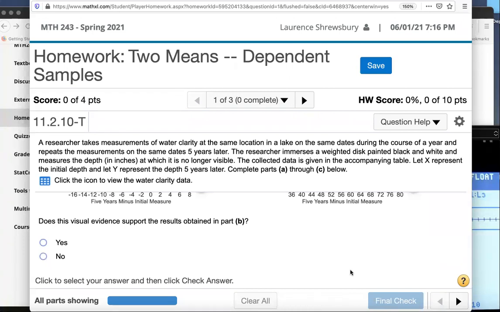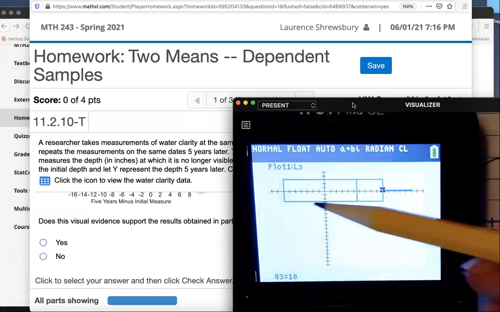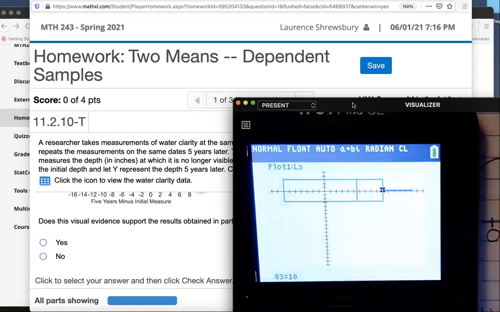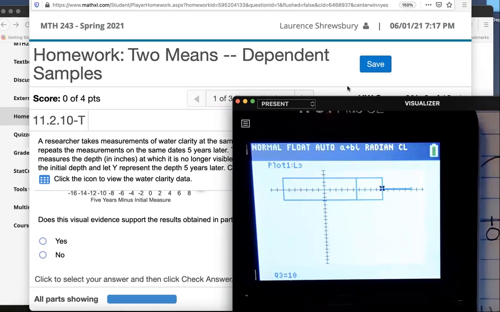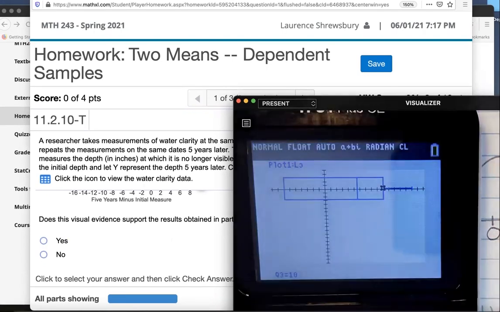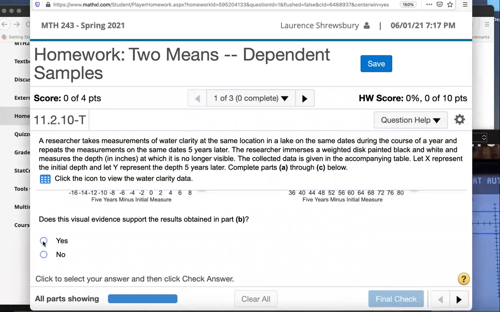Does this visual evidence support? So let me get that back and show you why it supports it. See this vertical? That's where zero is. Do you see how our box is straddling zero? Yeah, so zero difference is very believable. Now, if we had rejected, accepted the alternative, we would expect this entire box to be either to the right or to the left, depending on which inequality we're doing. In our case, which was greater than, if we had accepted the alternative, we would expect this entire box to be off to the right somewhere. But this agrees with our hypothesis. So over here, darn, I did that again, didn't mean to do that. There we go. And we'll say yes.